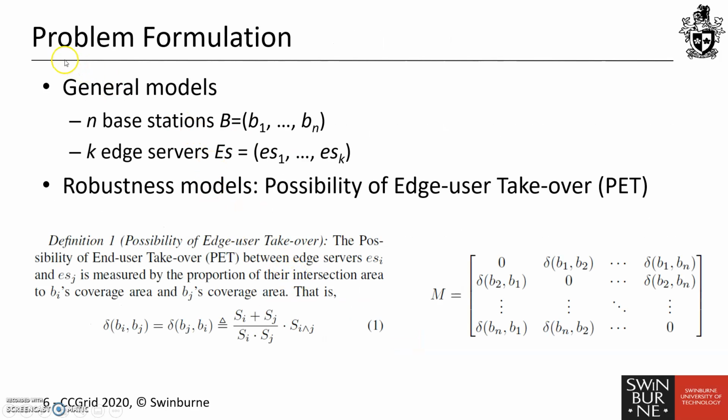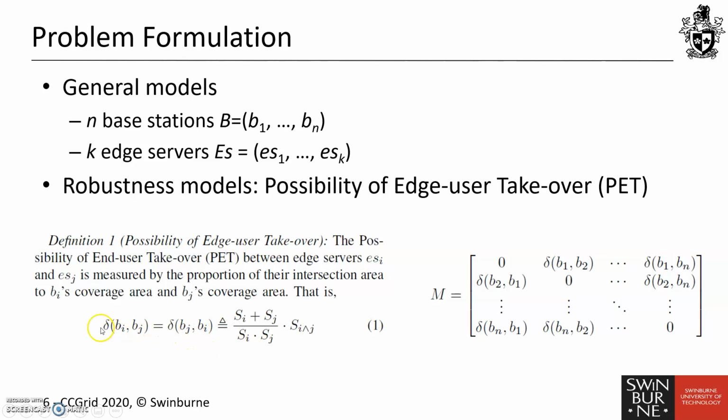Now let's go to the problem formulation. The general models are for n base stations and k edge servers. For robustness, we use the PET to model this robustness. Its definition can be found here. Based on this definition, the robustness can be calculated by equation 1. In equation 1, the robustness is calculated from the coverage areas of base station i and base station j. S_ij is the intersected area between base stations B_i and B_j. This is the robustness between a pair of base stations.